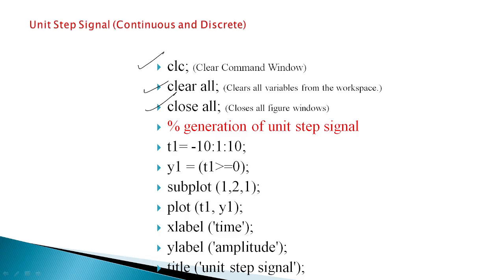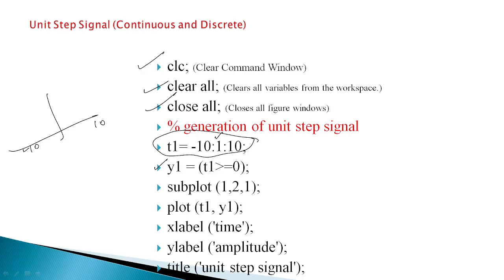Then here you need to generate the unit step. For that, the time period is from -10 to 10. For example, the unit step is from -10 to 10. So that is the time period for the signal. And this is the unit step y1. I am assuming y1 is the unit step. For t1 greater than or equal to 0, it is 1, and the remaining are all 0.